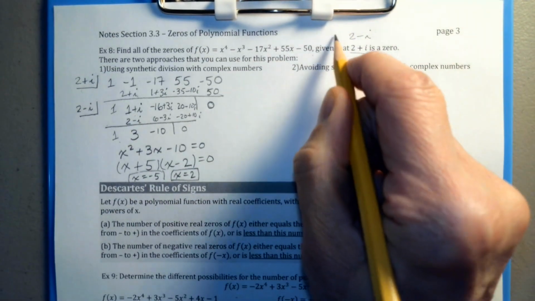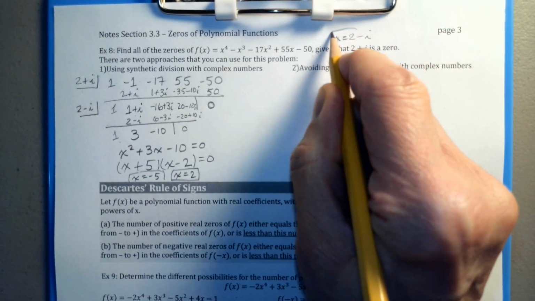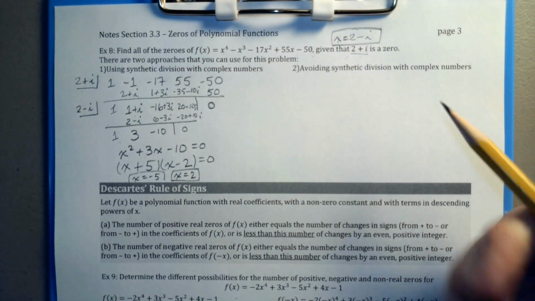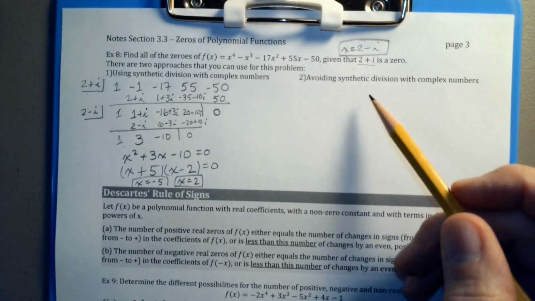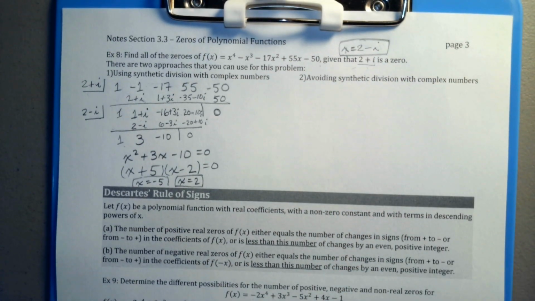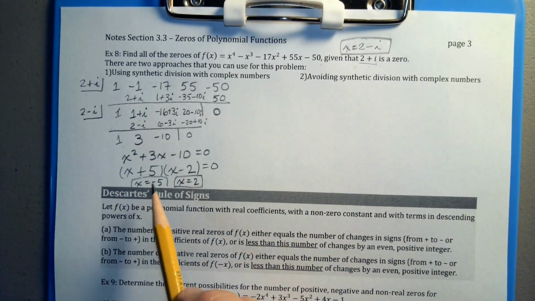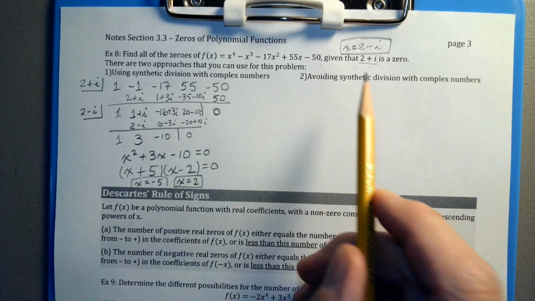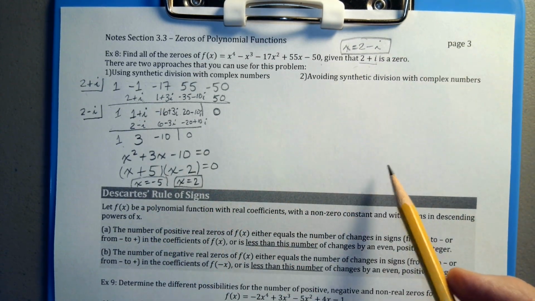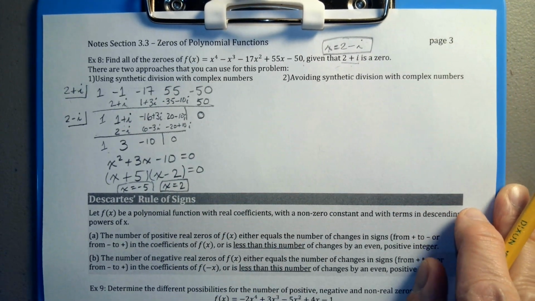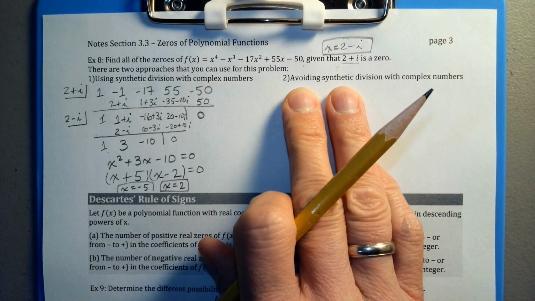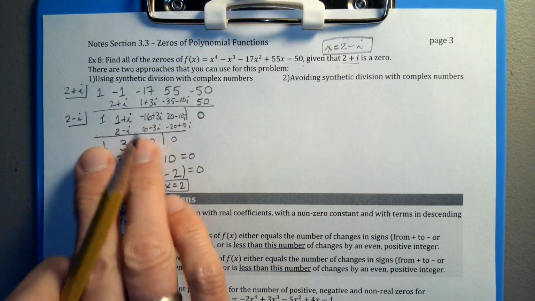They gave us one, we found another, right? We know this one's true because of the complex conjugate theorem. And then we found the other 2 here. So a total of 4. They gave us 1. We found 3. Okay. So now let's look at the method if we don't use synthetic division.